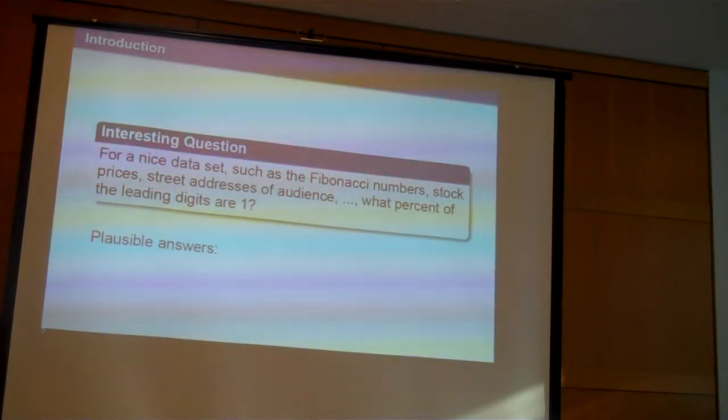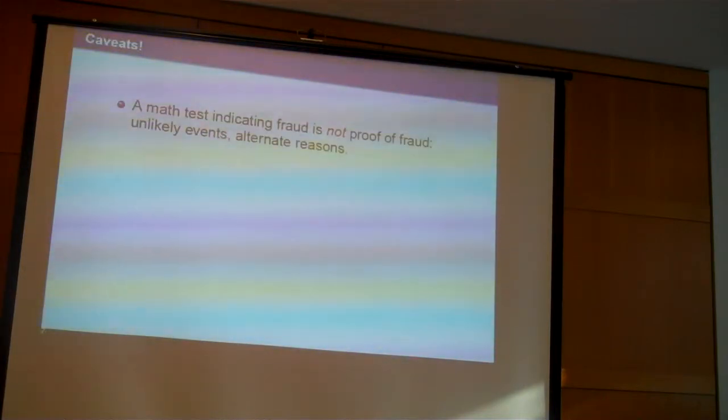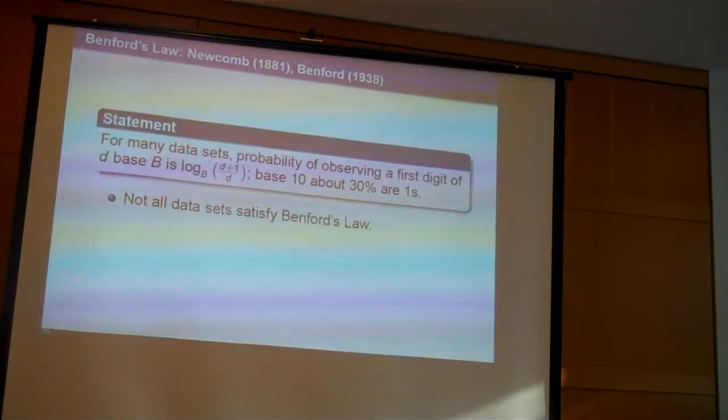Okay, so if you look at the Fibonacci numbers and a lot of other data sets like street addresses, what percent of the leading digits are ones? You might guess 10%, or fix it to 1/9, about 11%, but it's really about 30%. And just in the interest of time, not all data sets satisfy Benford's law.